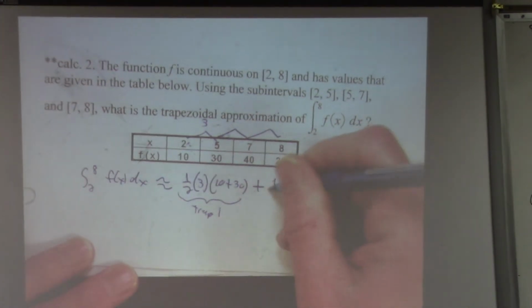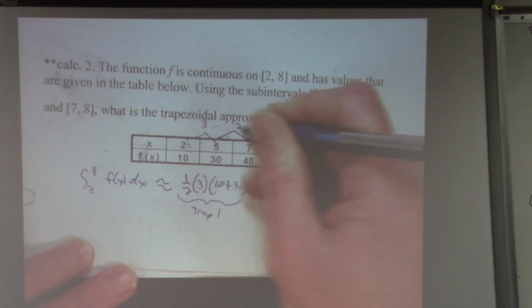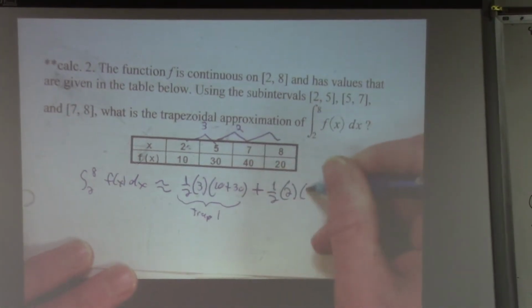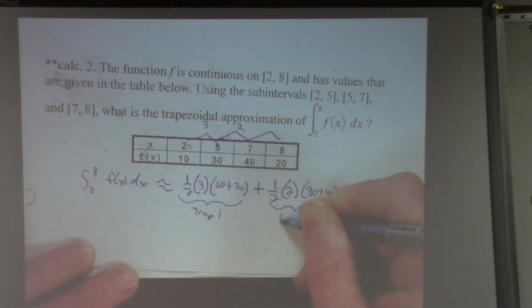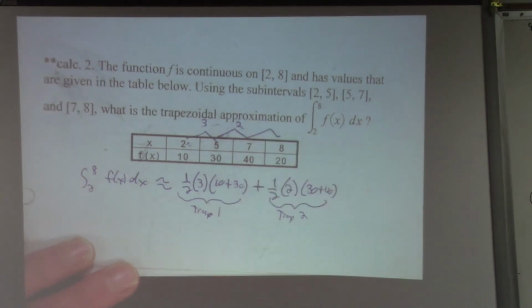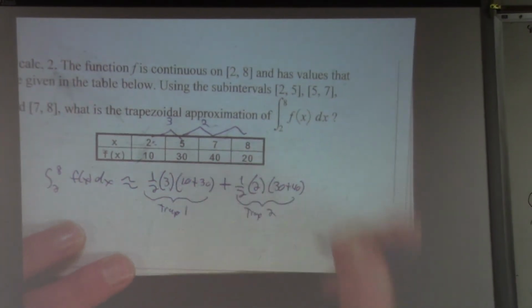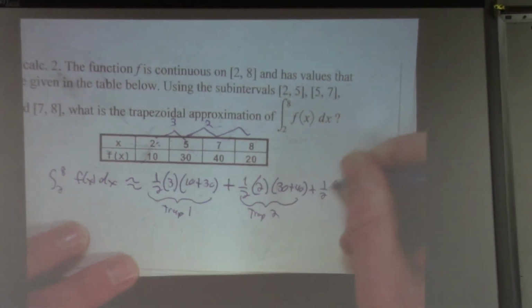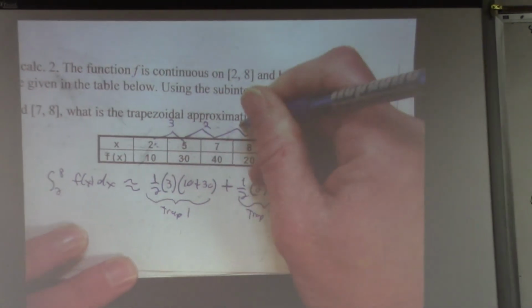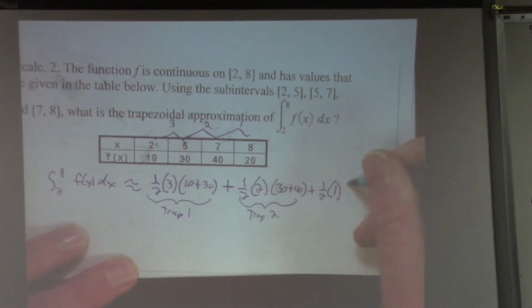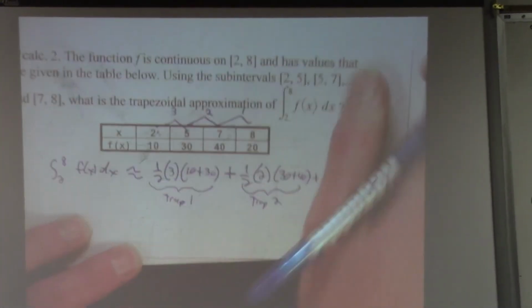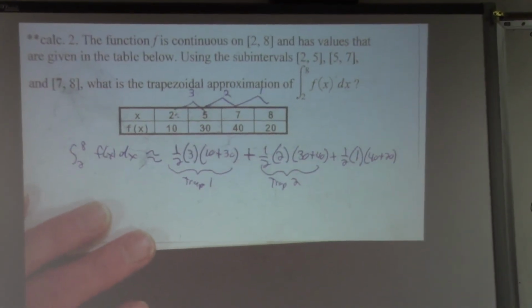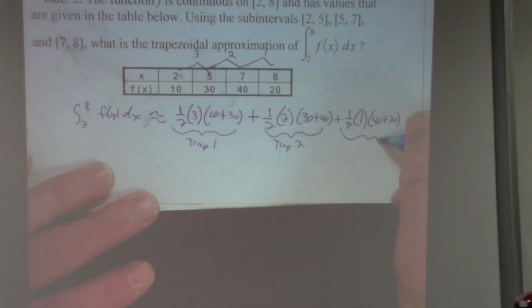Trapezoid 2 now. 1/2 height, 2, times the sum of the bases, and that's 30 plus 40, and that is trapezoid 2. And finally, trapezoid 3. 1/2 height of 1 times the sum of the bases, which are 40 plus 20. Let me move this up just a little bit here. Right. And that is trapezoid 3.